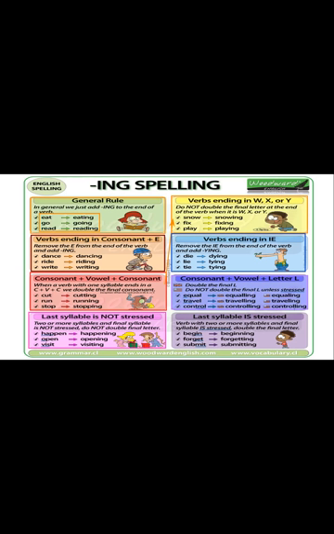Y finalmente, cuando lleva fuerza. Verb with two or more syllables and final syllable is stressed, double the final letter. Begin, forget, submit. Vean, la fuerza va en la última sílaba. Siempre vamos a duplicar la última. Begin, beginning. Forget, forgetting. Submit, submitting.